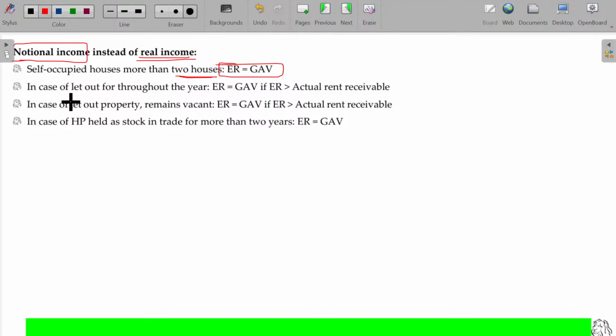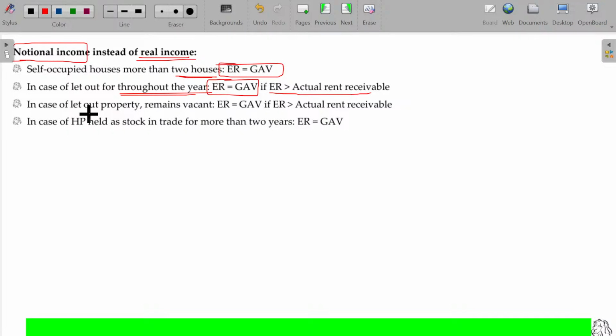In case it is let out throughout the year, if the expected rent is higher than the actual rent receivable, say the actual rent may be only 10,000 per year but the expected rent is 15,000, between these two, whichever is higher will be taken. So if you are disclosing that the actual rent is very low, I will not take it. I will take only the expected rent. Real rent is not a matter. So I will take only ER is equal to GAV.